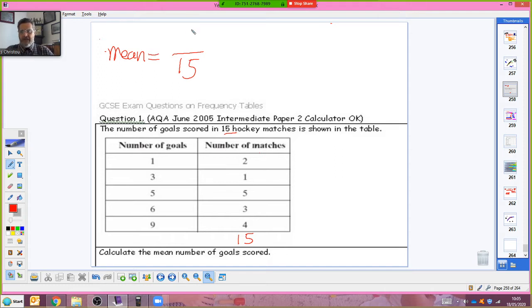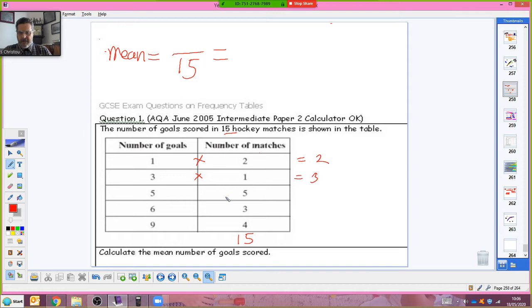So I'm trying to work out this top number. Well, I need to work out the total number of goals scored in all 15 matches, and whatever the total is, I divide by 15, and I've got a mean number of goals. So let me have a look. In 2 of the matches, I scored 1 goal. So Harrison and Akshan and Dia, when you draw out your table, do this. 1 times 2 equals 2 goals scored so far. Here, in 1 match, I scored 3 goals, so I'm going to multiply. That will give me 3.